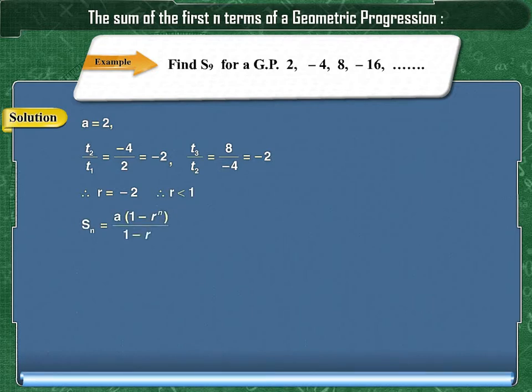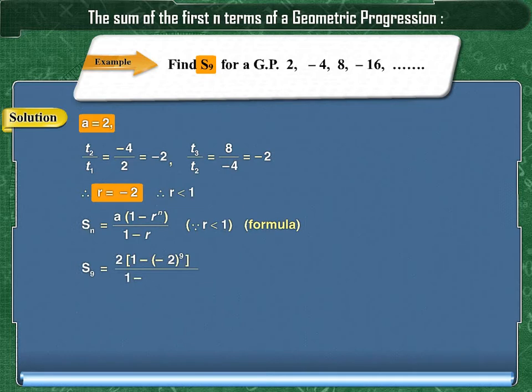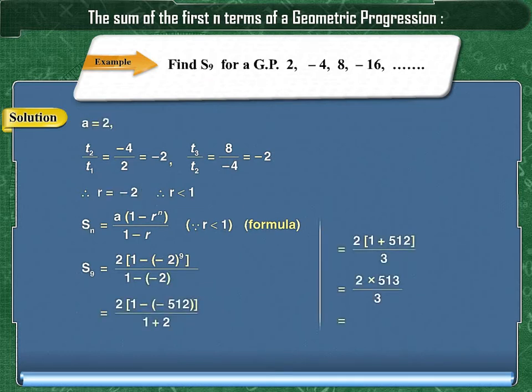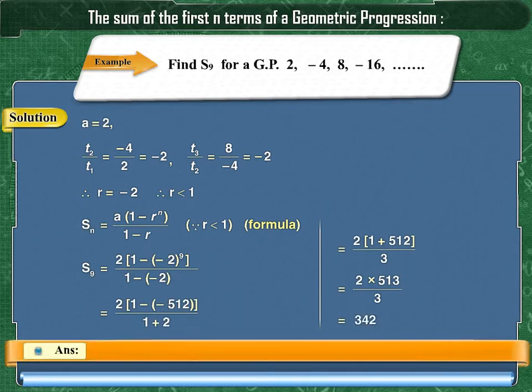Substituting n is 9, a is 2 and r is minus 2 in this formula, we get S9 is 2 into 1 minus of minus 2 raised to 9 upon 1 minus of minus 2, which on simplification is equal to 342. Therefore, S9 is 342. We will now solve a few more questions by using the formula for Sn.